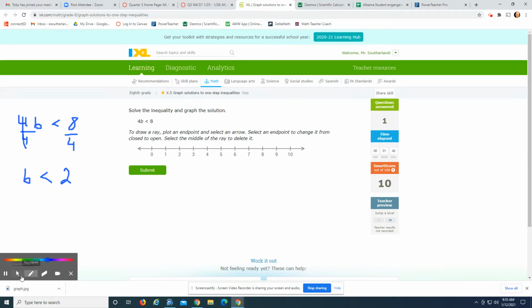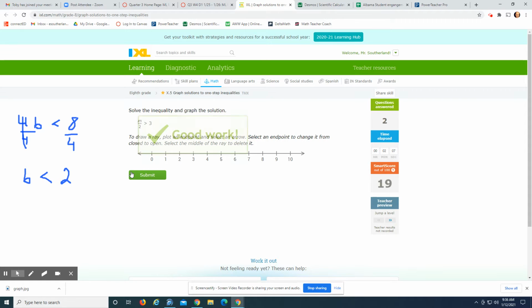And then we're going to graph it. It says 2, so we're going to go to 2. But this time it doesn't have the equal to sign, so we're going to click it again. See how it's an open circle? And it says less than, so everything less than 2 would be on the left side of the graph. And so then you just click submit.